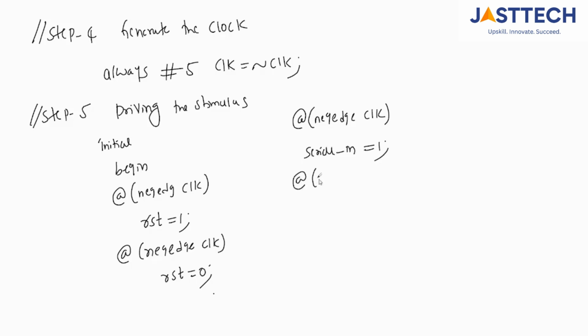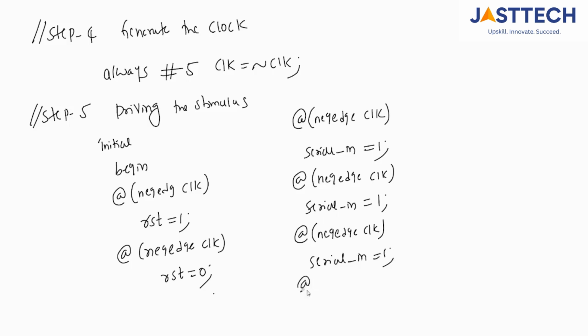And after that, at the next edge of clock, serial underscore in equal to 1 I am giving. And at the next edge of clock, serial underscore in equal to 1. 4 values I am giving at the next edge of clock. I am giving serial underscore in equal to 1. And end module. This is my SISO program.